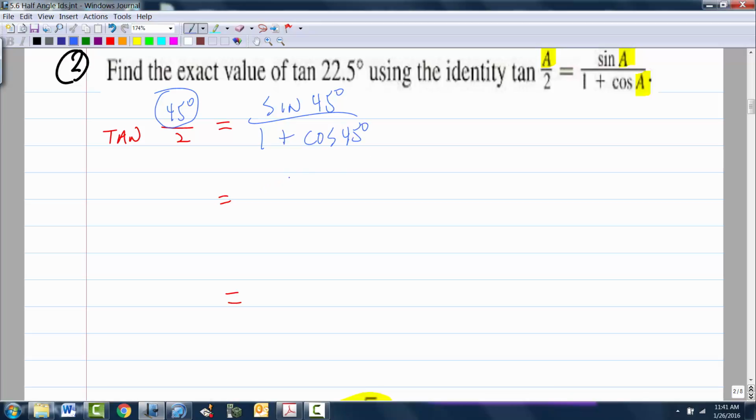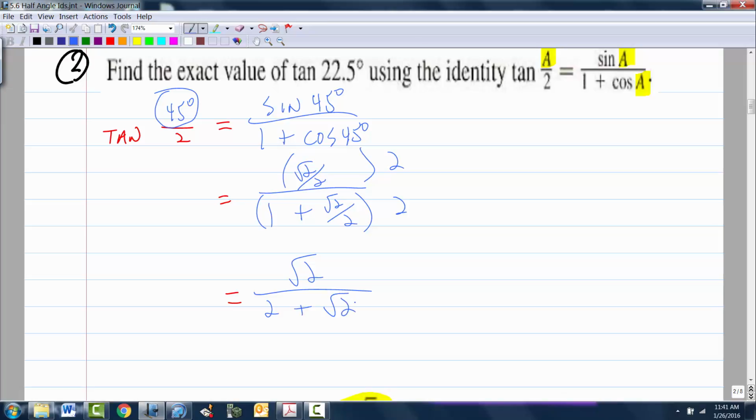What's the sine and the cosine of 45? I want to do two things with this one. Number 1 is not rationalize yet. Multiply by what, top and bottom? 2. Then you get root 2 over 2. I almost made a mistake there, plus root 2.